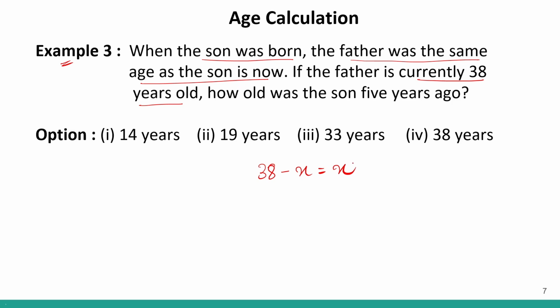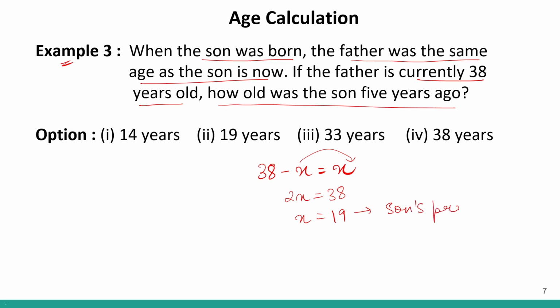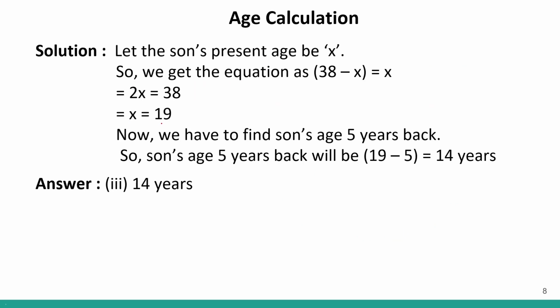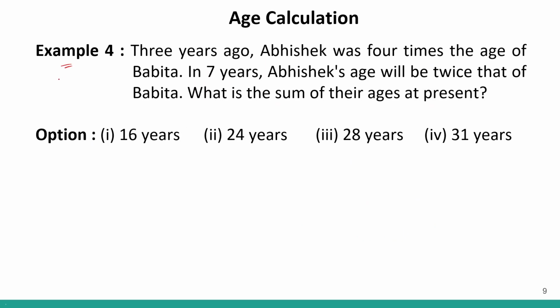So if I take x this side, I'll get 2x equals 38. So x will be equal to 19. Now, we have to find out how old the son was 5 years ago. So this is the son's present age. Correct? This is the son's present age. So 5 years ago, the son will be 19 minus 5, that is 14. So 5 years ago, the age of the son will be 14, which is given in option number 1. So, easy question.